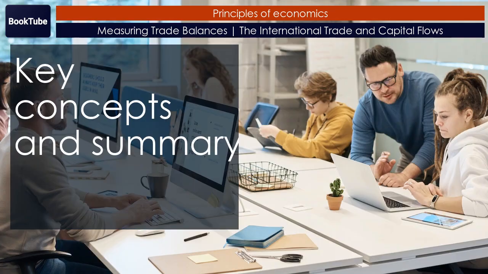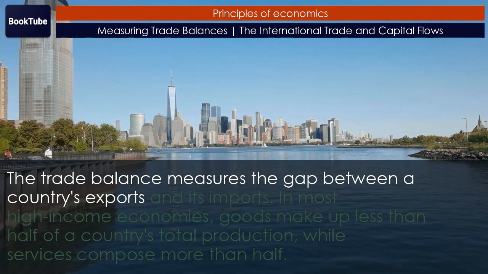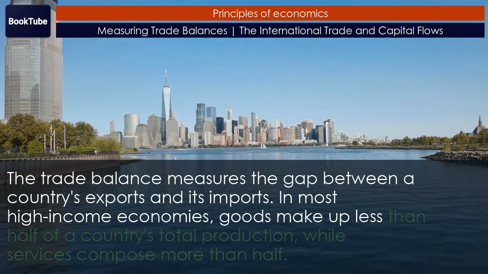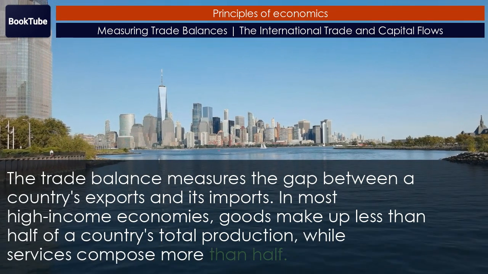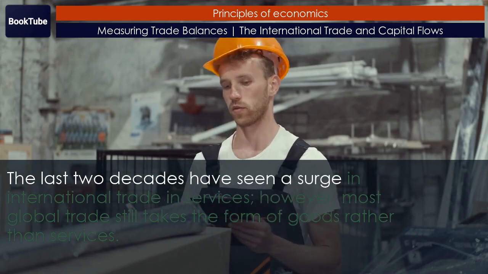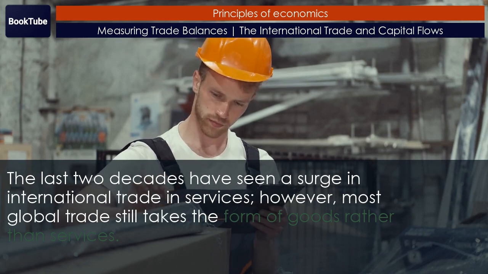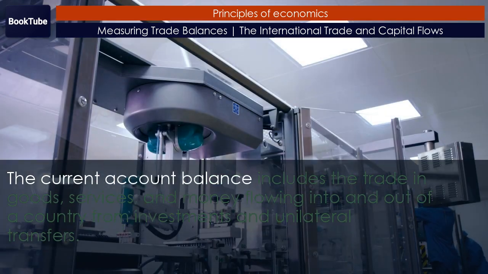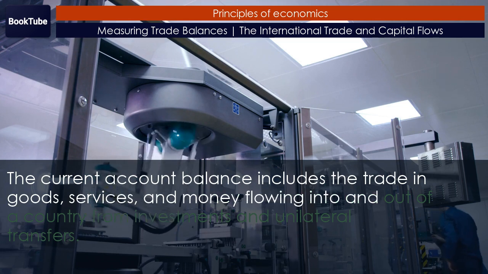Key concepts and summary. The trade balance measures the gap between a country's exports and its imports. In most high-income economies, goods make up less than half of a country's total production, while services compose more than half. The last 2 decades have seen a surge in international trade in services. However, most global trade still takes the form of goods rather than services. The current account balance includes the trade in goods, services, and money flowing into and out of a country from investments and unilateral transfers.